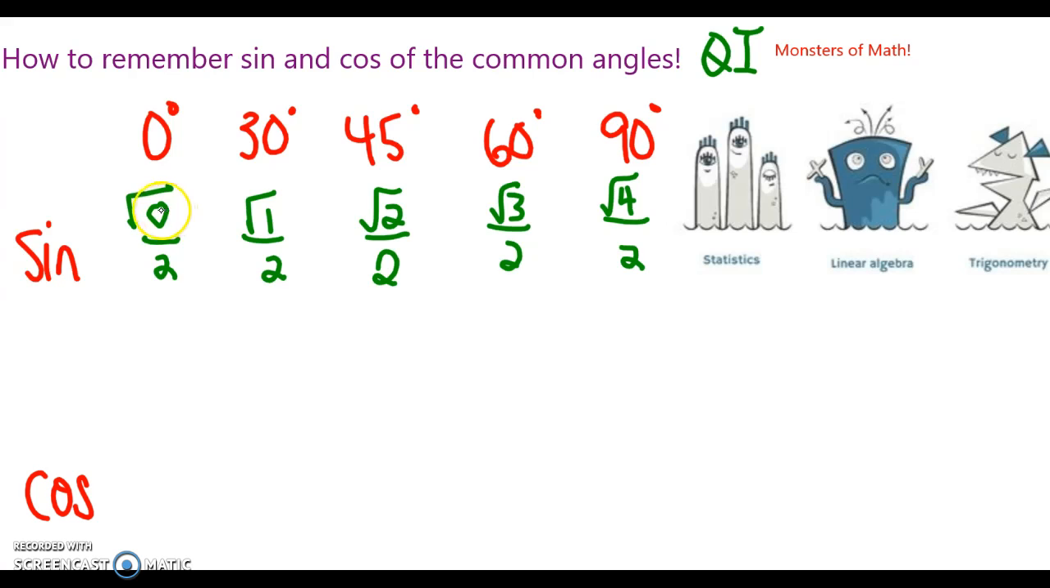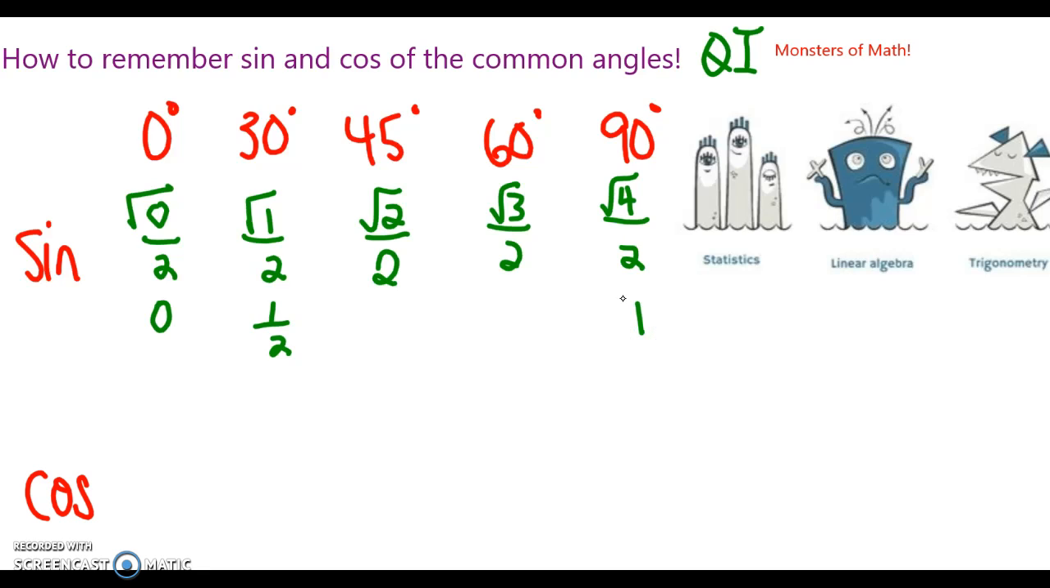And then if you simplify, obviously square root of 0 over 2 would be 0. Square root of 1 over 2 is 1/2. You leave rad 2 over 2 and rad 3 over 2 because you can't simplify. And then for 90 degrees, rad 4 over 2 would be 2 over 2 or 1.